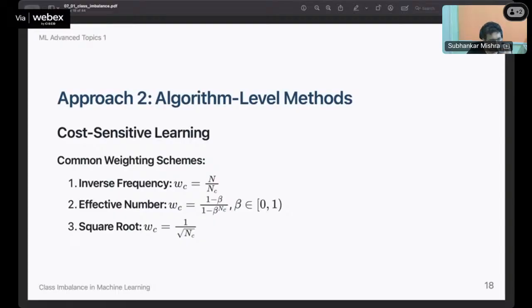And then next is square root. Square root is basically 1 over the root of N_c, let's say, a gentler weighting than inverse frequency. It's also a little less aggressive, and generally it might lead to more stable training, right? Of course, which one to try? I would suggest if things don't work out, you try all of them. These are not very hard, and then you can tell which one is better. That can basically be your cross validation.